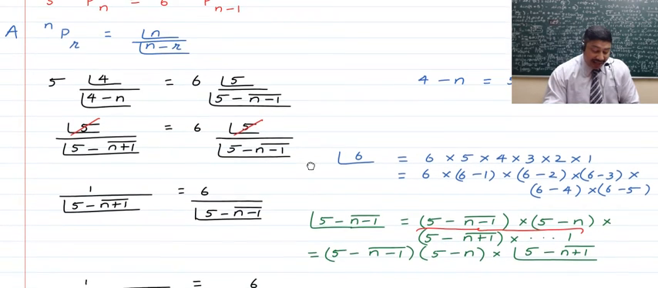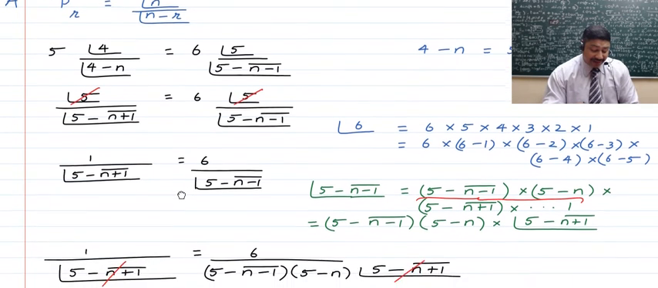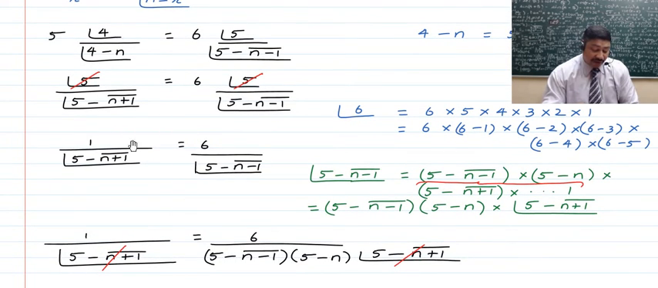Now next children, what will happen is, as we find that 5 is getting multiplied to factorial 4, as such it will become factorial 5, which will get cancelled from both the sides. And then children, here what will happen is you will then have 1 upon factorial of 5 minus times of n plus 1, which will become equal to 6 upon factorial of 5 minus times of n minus 1.